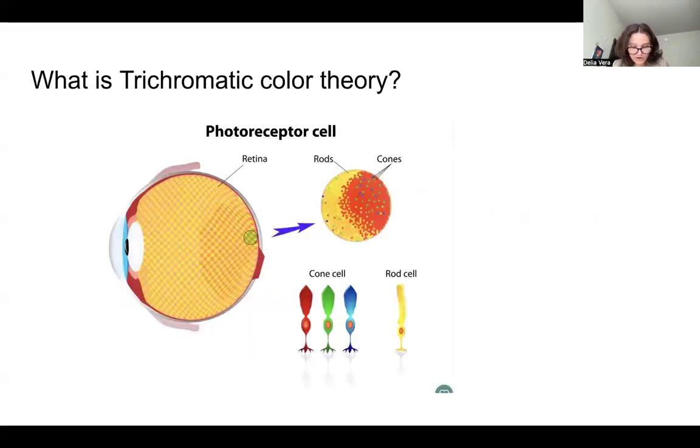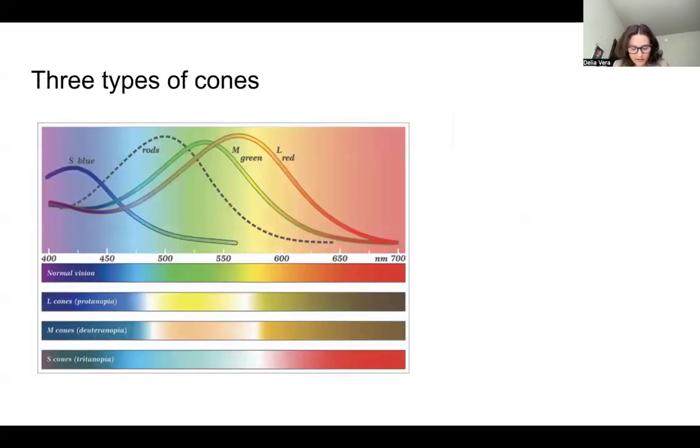What is trichromatic theory? Well, firstly, it explains color. It begins at the level of cone photoreceptors in the retina. Humans possess three types of cones, each containing a different photopigment that is sensitive to particular wavelengths in their range. The three cones are S cones, L cones, and M cones. S cones are sensitive to short wavelengths or blue light. M cones respond to medium wavelengths or green light. And L cones respond to long wavelengths or red light.